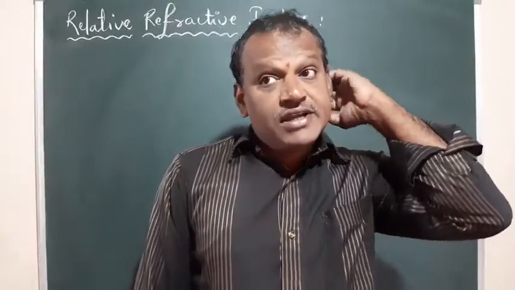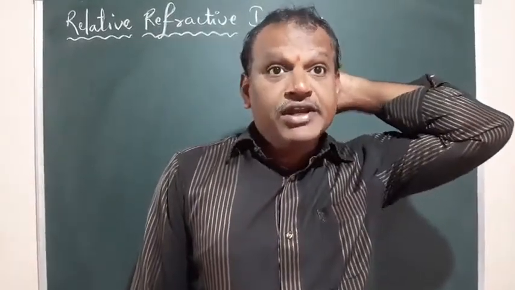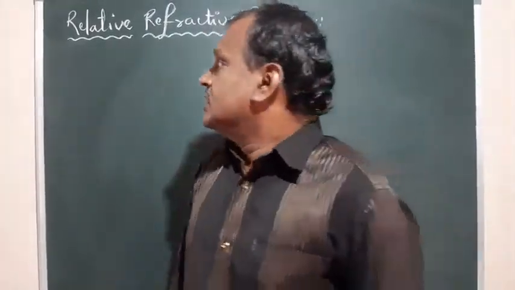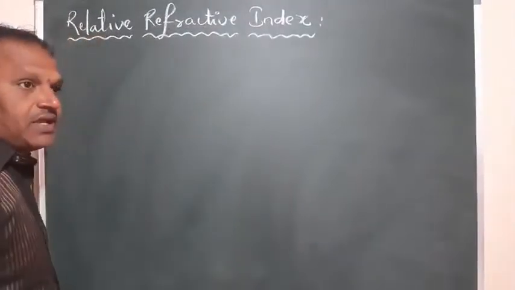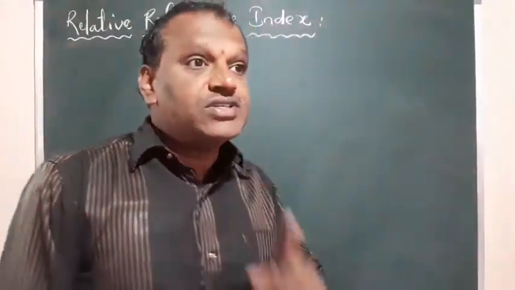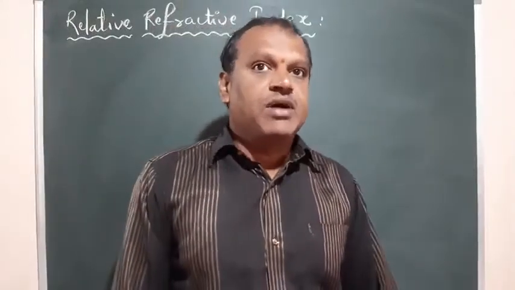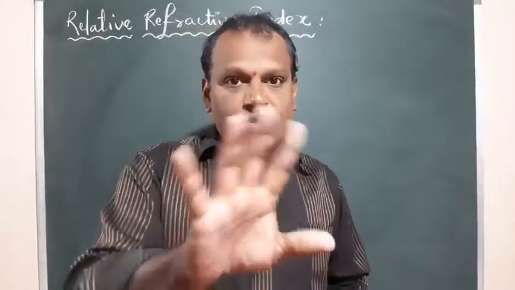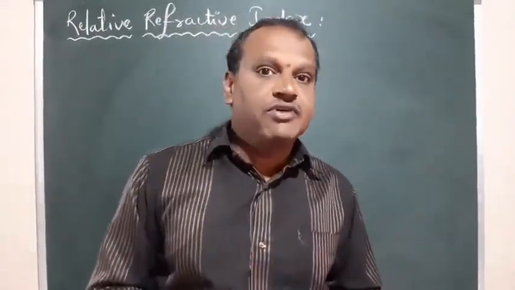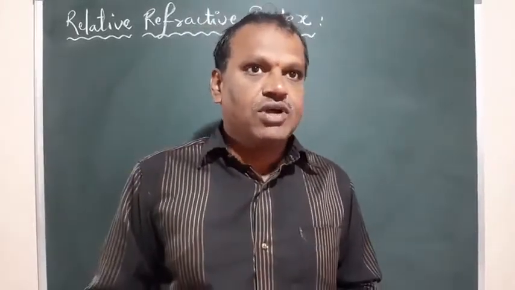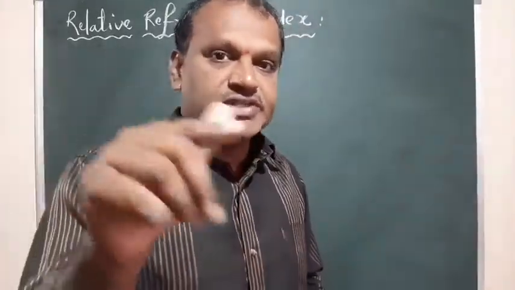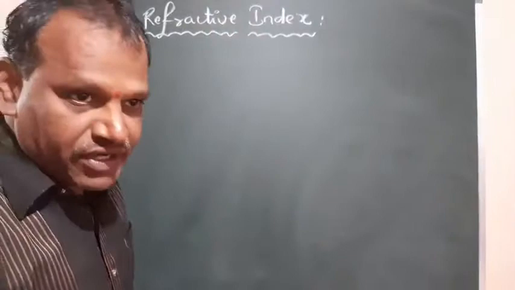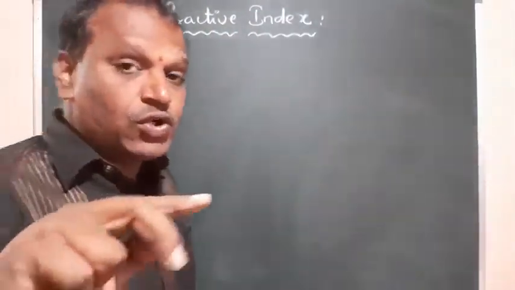Relative refractive index is when the speed of light is compared in any two mediums. Then it is called a relative refractive index. So I'll give you the definition: the comparison of velocity of light in any two mediums, that is medium 1 to medium 2 or medium 2 to medium 1. But here we are not considering free space. If you consider free space, it becomes the absolute refractive index, which we saw in the last video. So relative refractive index is a comparison of the speed of light in two different mediums.